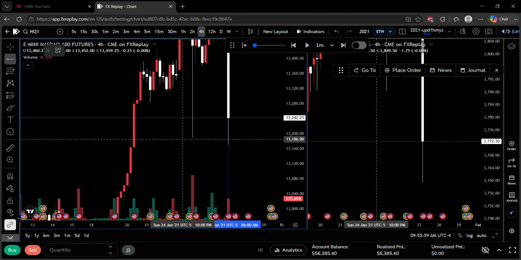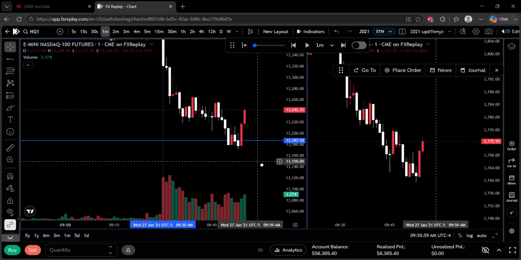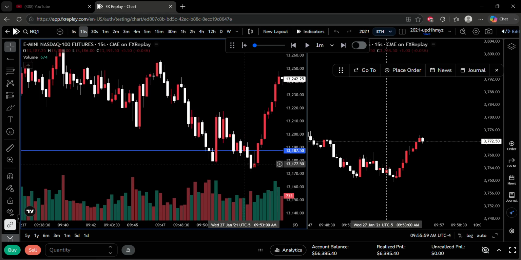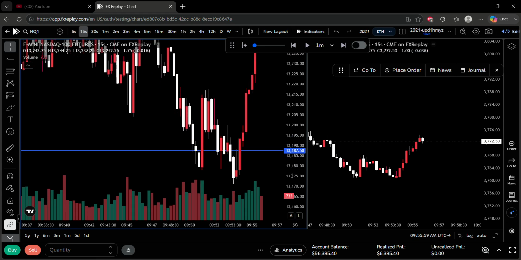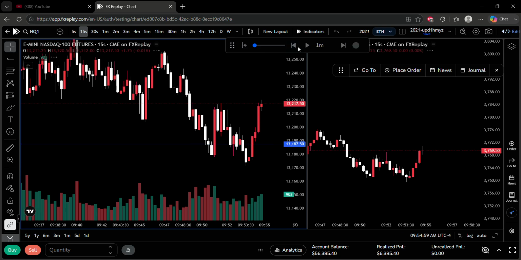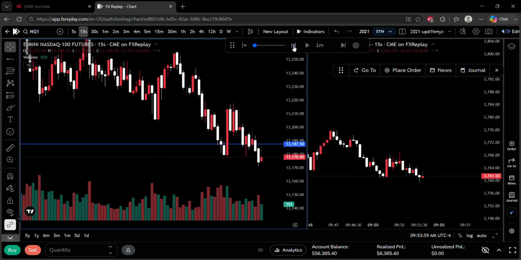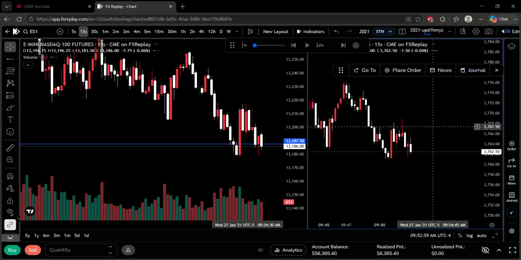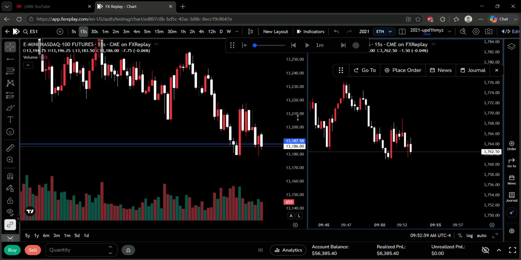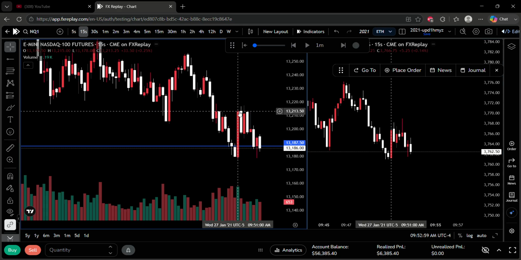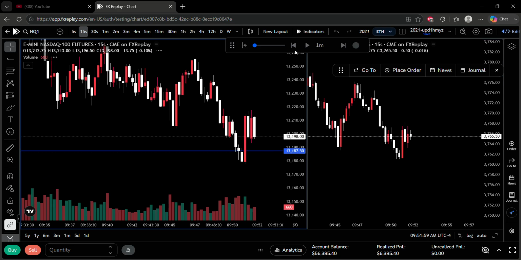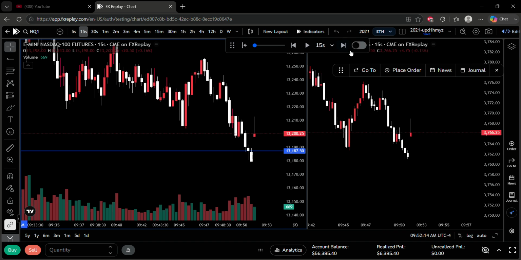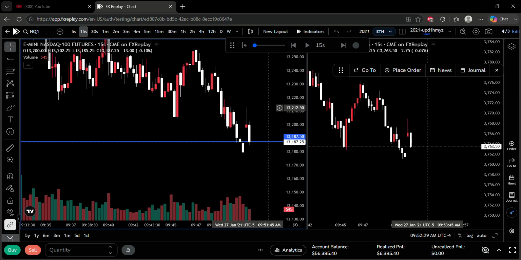Alright, now we swept it. Let's see if we get a 15-second right after sweeping. Let's rewind here. Let's take a look at this 15-second displacement candle. I'm gonna decide if I would take that live time.